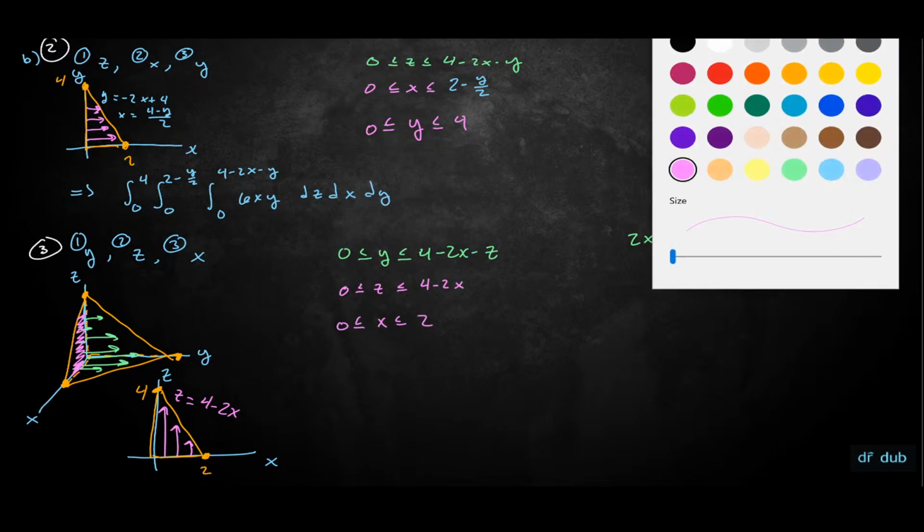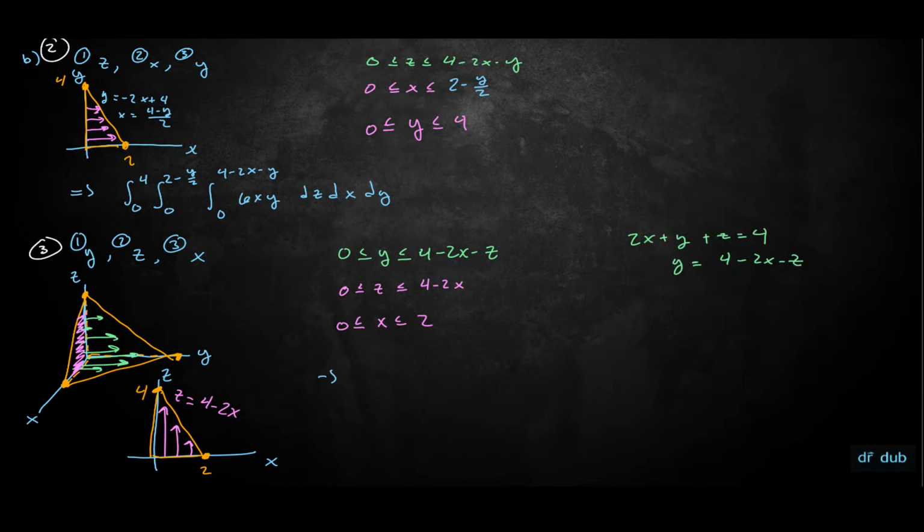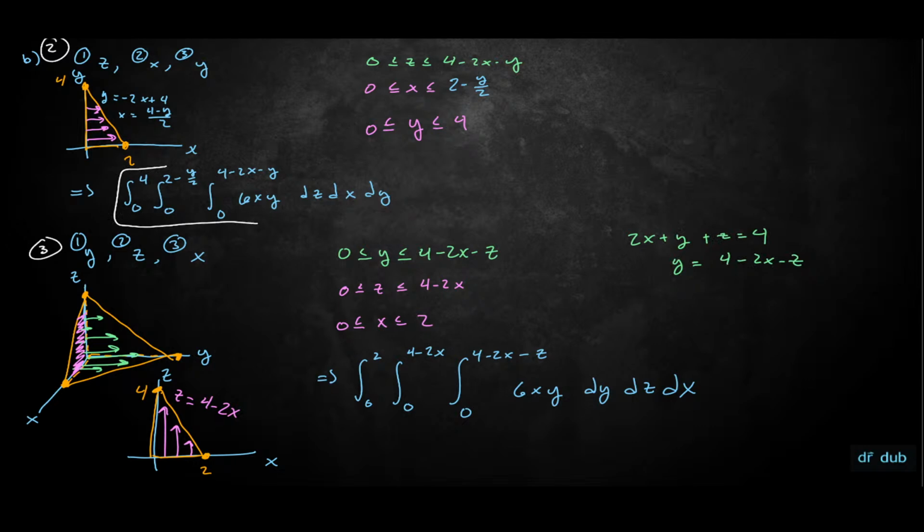And so our triple integral can also be expressed as the integral from 0 to 2, integral from 0 to 4 minus 2x, integral from 0 to 4 minus 2x minus z, 6xy, dy, dz, dx. So that would be another representation. So that's 3 out of 6 so far.